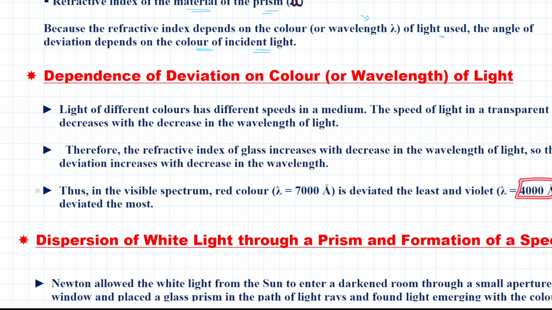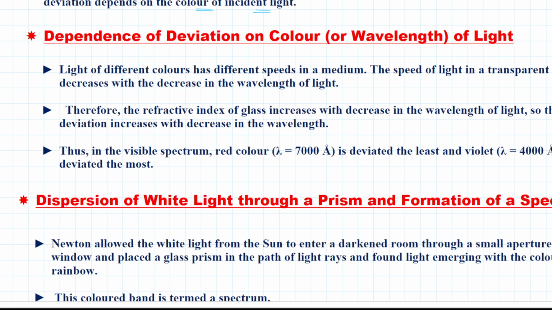Here I can see this, or lesser than red color, right? The wavelength is lesser than red color. So it is 4000 and it is 7000. We can compare. So now dispersion of white light through a prism and formation of spectrum.